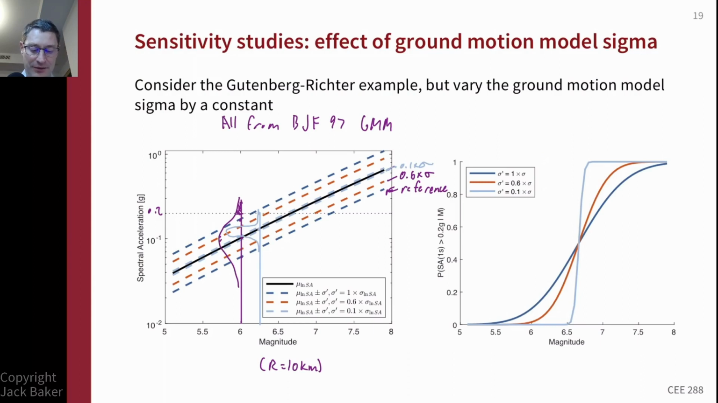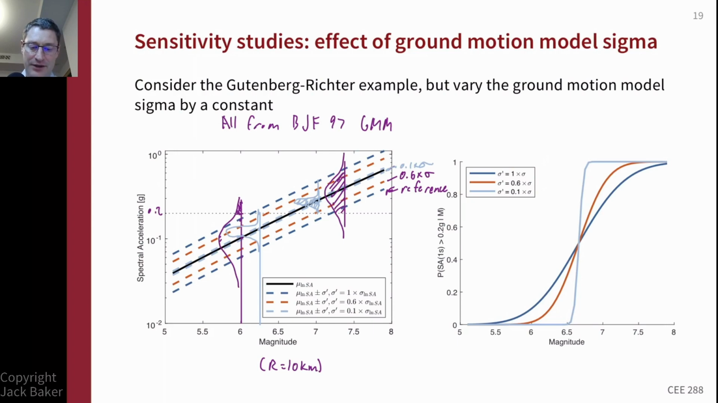Further to the right of the plot, the situation is going to be flipped, where for the small standard deviation, we're almost certain to have an exceedance of 0.2 G. The whole thing's going to be an exceedance. Versus with the reference published standard deviation, we'll have a much flatter distribution, and we're not going to be certain to exceed that 0.2 G, even at a large magnitude. And so those shaded areas, that's what's plotted over here on the right.